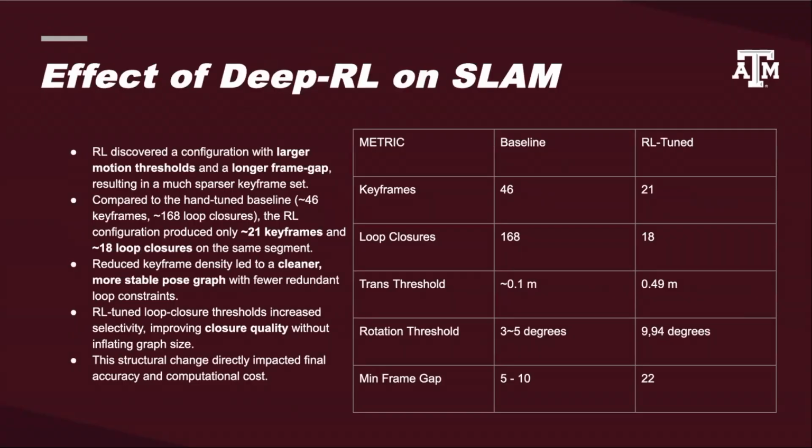Now, here's the effect of deep RL on SLAM. RL consistently selects larger motion thresholds and longer frame gaps, producing far fewer keyframes than the baseline. Loop closures also become more selective, yielding a much cleaner and better conditioned pose graph. This reduction in redundancy improves both runtime and optimization stability.